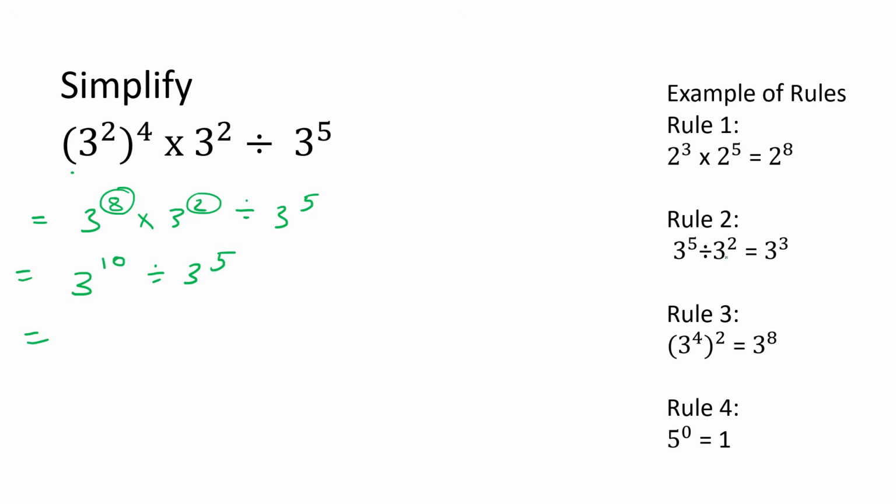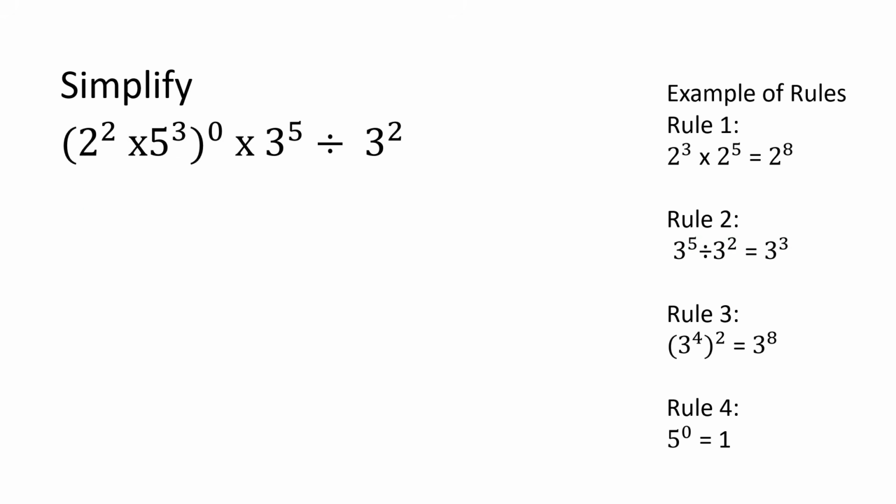Now we have a rule number 2. So with rule number 2, when you're dividing, we keep these numbers the same, so that'll be a 3. And then what do we do with these numbers? Well, over here, we subtract. So that means we're going to say 10 minus 5, which is 5. Okay, here is our next one.